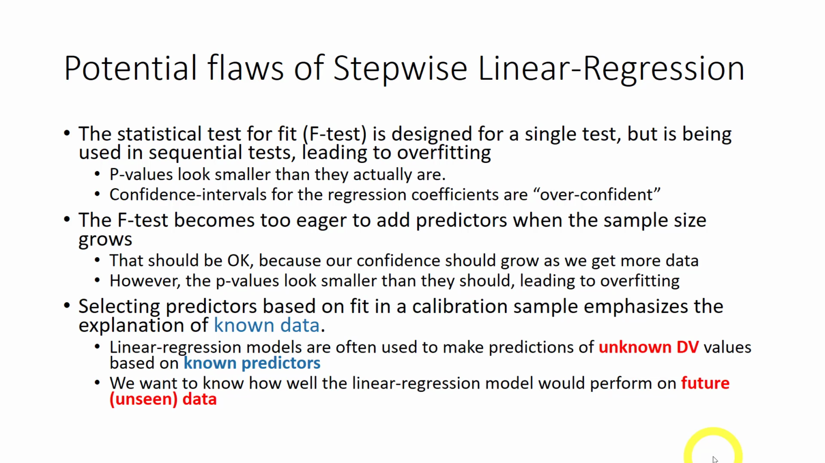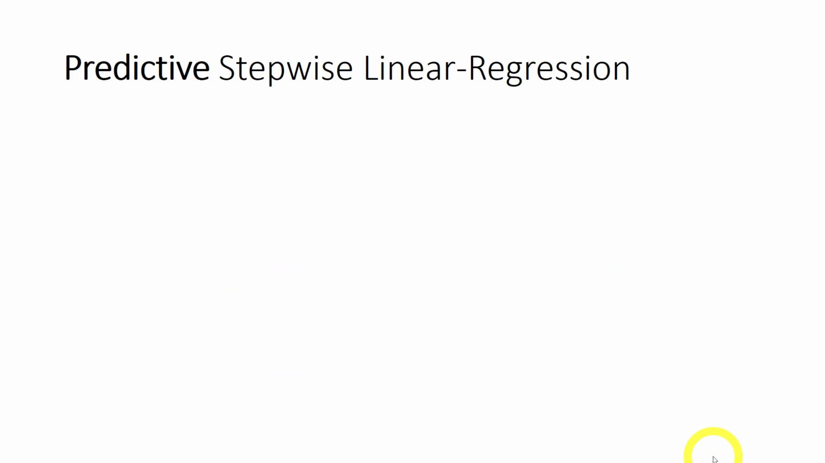And again, this is the problem: selecting predictors based on fit, even if you use a statistical test, fit in a calibration sample, emphasizes the known data. But we often use linear regression models to make predictions of an unknown dependent variable, unknown values of a dependent variable based on known predictors. So we want to know how well the model will perform on future unseen data rather than on the observed data that we use for calibration. And that's where my predictive stepwise linear regression comes in.